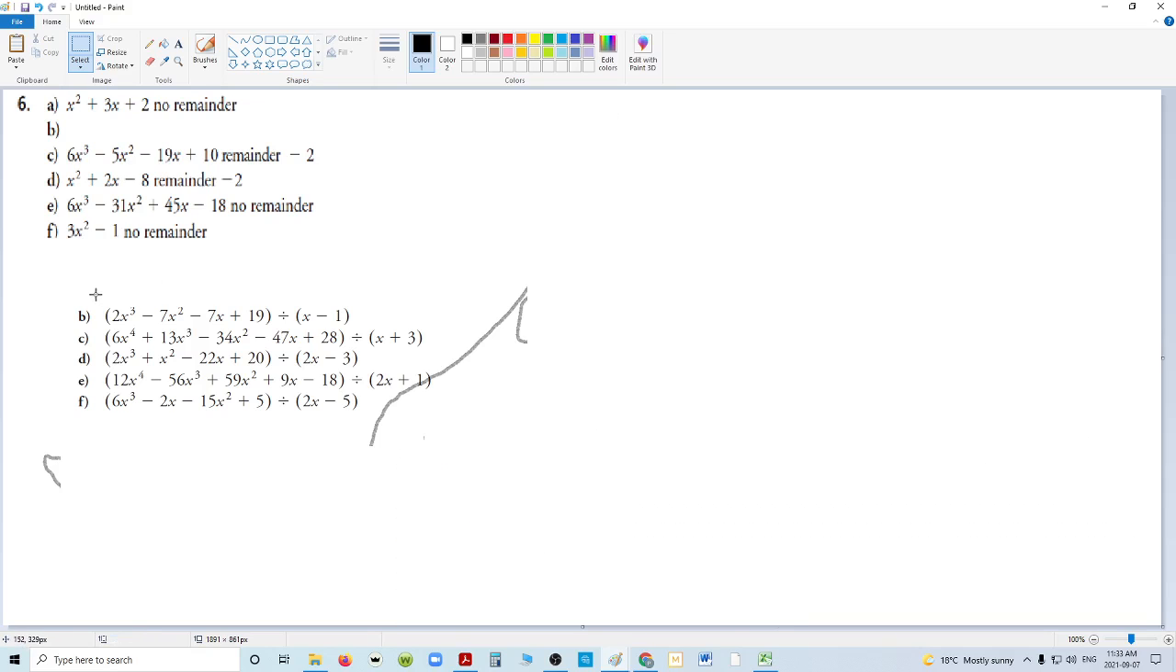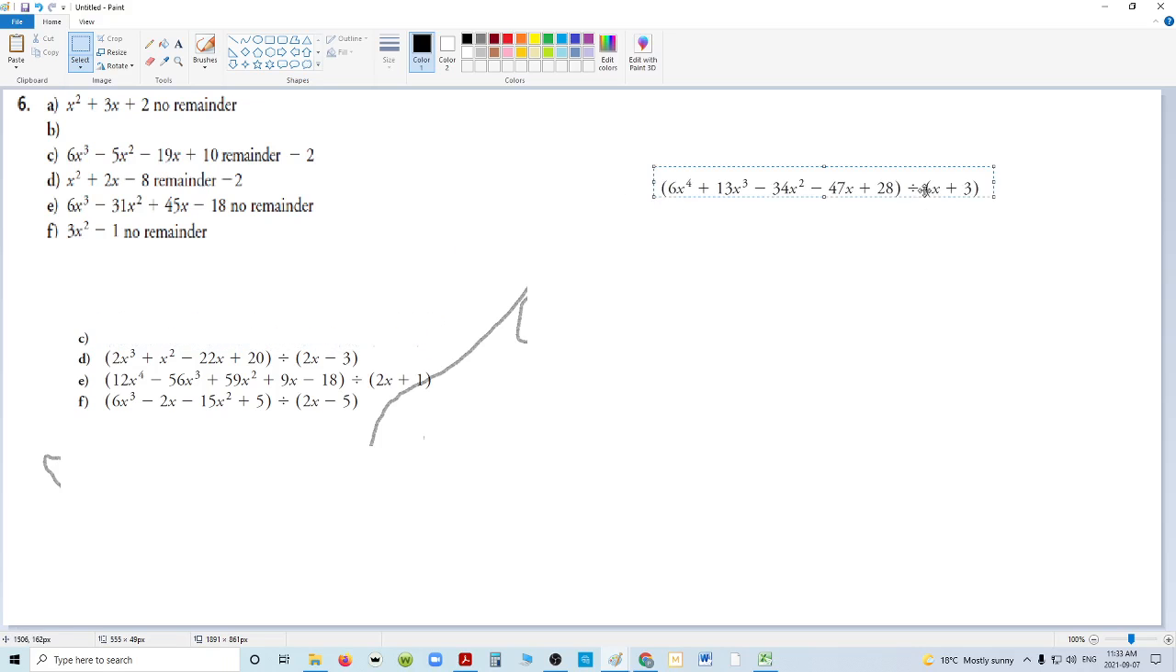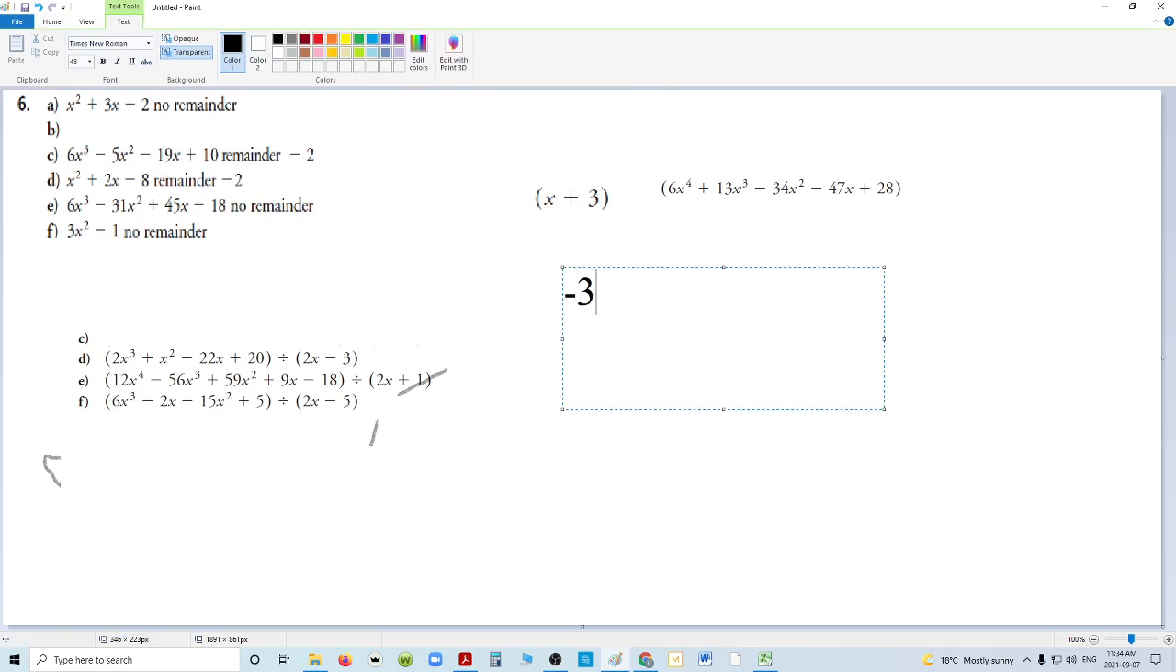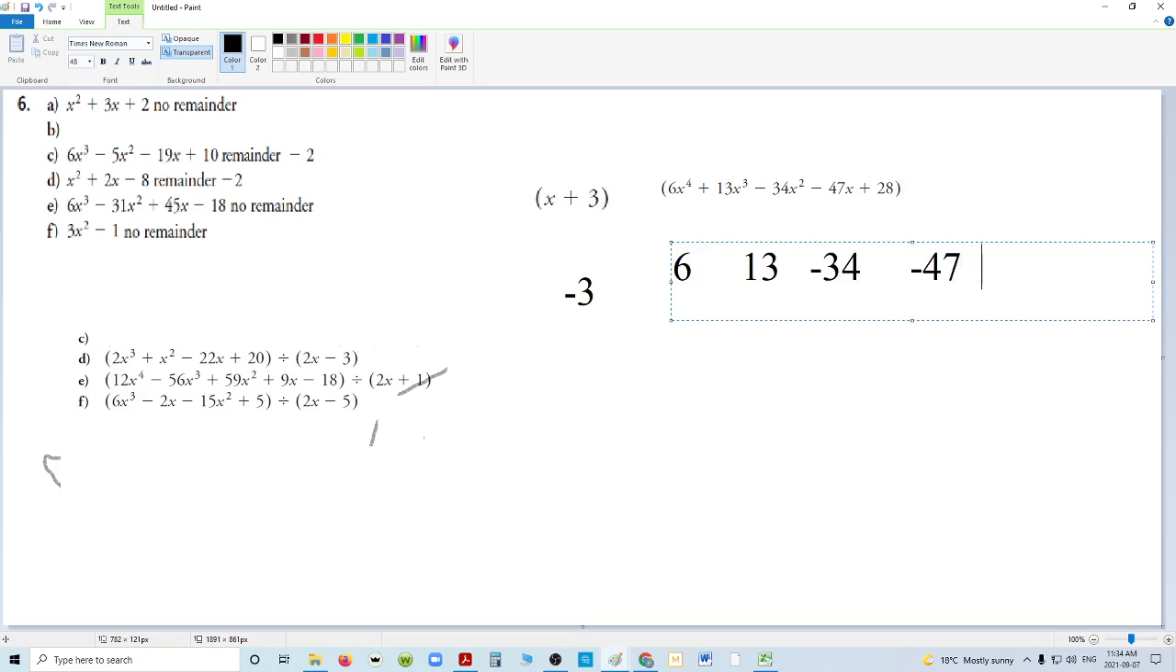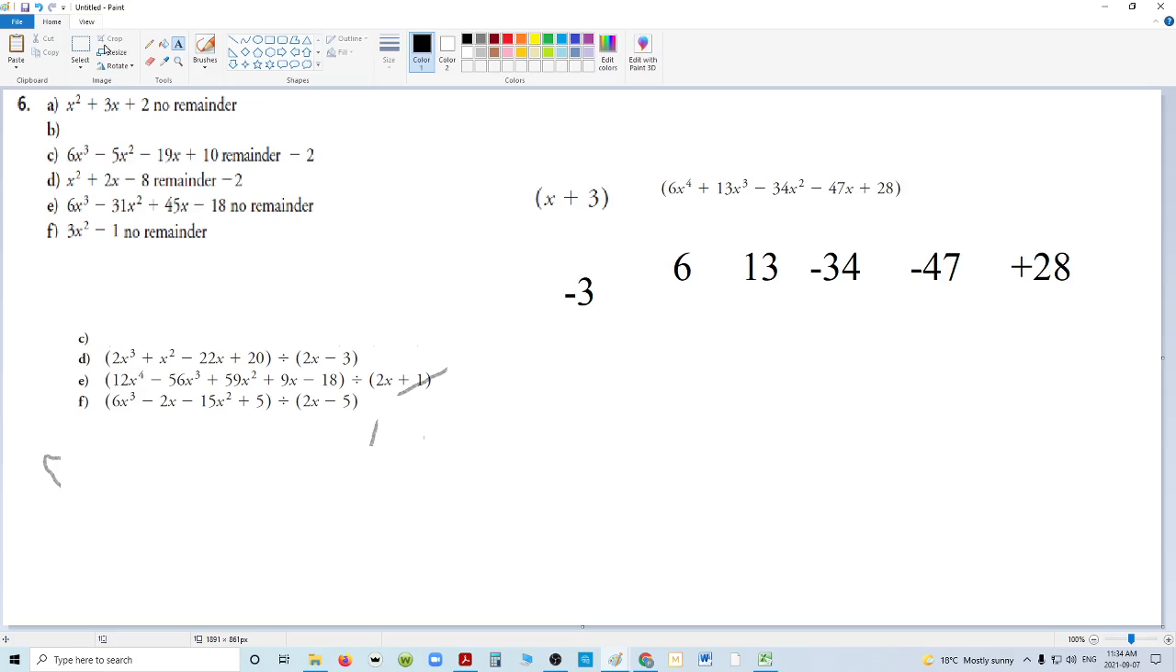Much faster. Synthetic division's much faster. Still no problems yet. First step, what's the root? Root's minus 3. What are the coefficients in front of this? 6, plus 13, minus 34, minus 47, plus 28. Do your reverse long division and start by bringing the 6 down. 6. Minus 3 times 6 is minus 18.